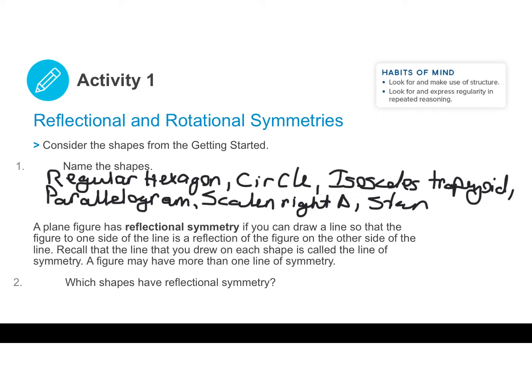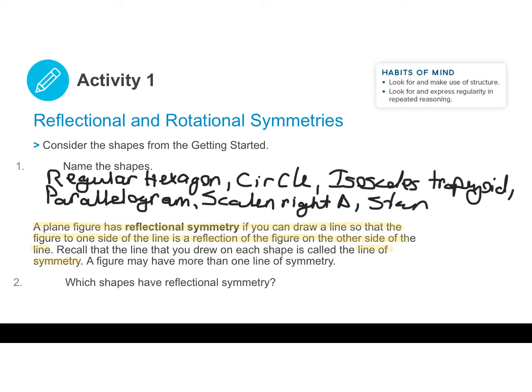Okay, grab your highlighter. You need to highlight: a plane figure has reflectional symmetry if you can draw a line so that the figure to one side of the line is a reflection of the figure on the other side of the line. Then it says, recall that the line you drew on each shape is called the line of symmetry. And we know because you folded them that some of them will have more than one line of symmetry.